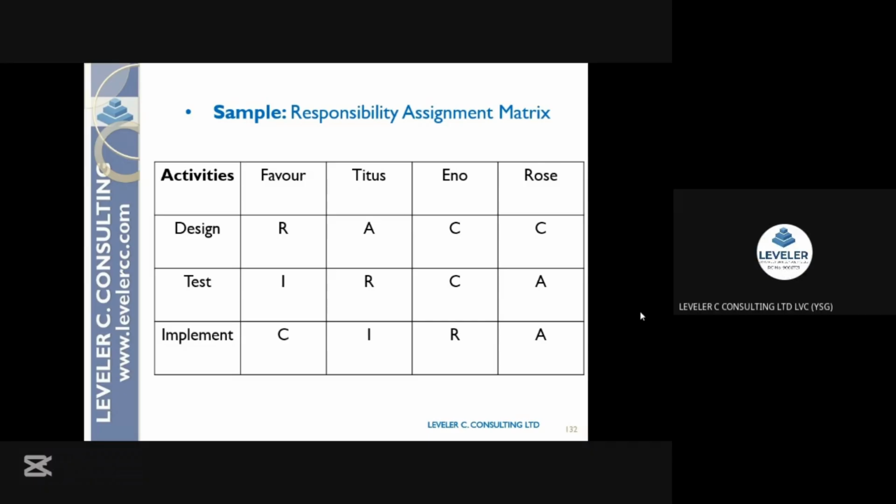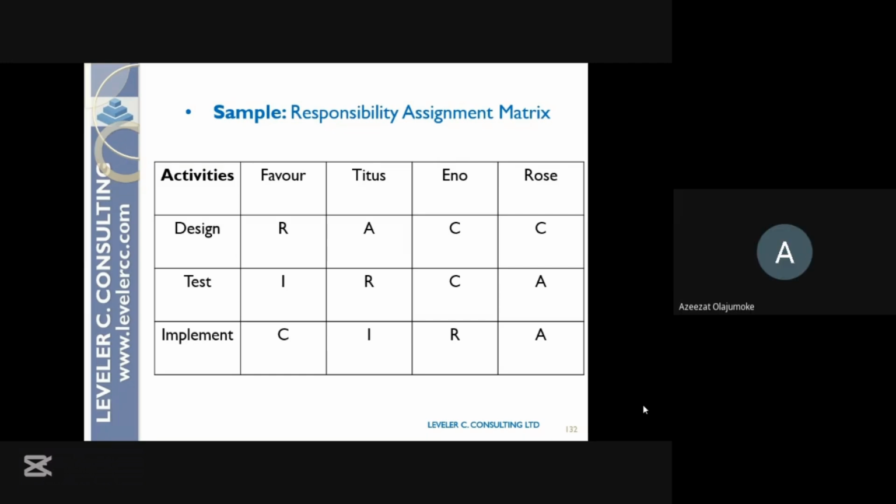Okay, sir. R means responsible, right? Yes. Responsible means the person that will do the work. Okay. Now let's move to accountable. Accountable means the person will seek his opinion. Yes, the person in charge.